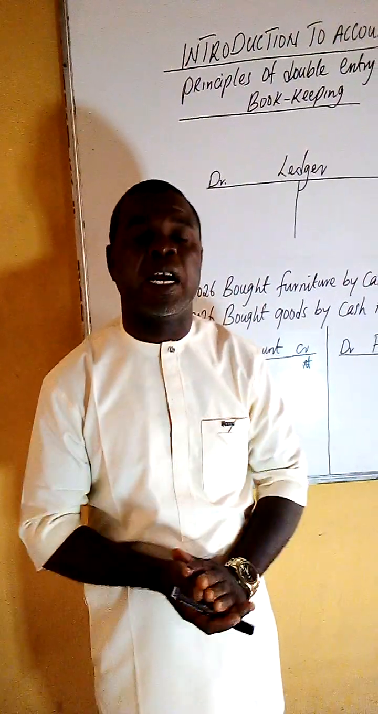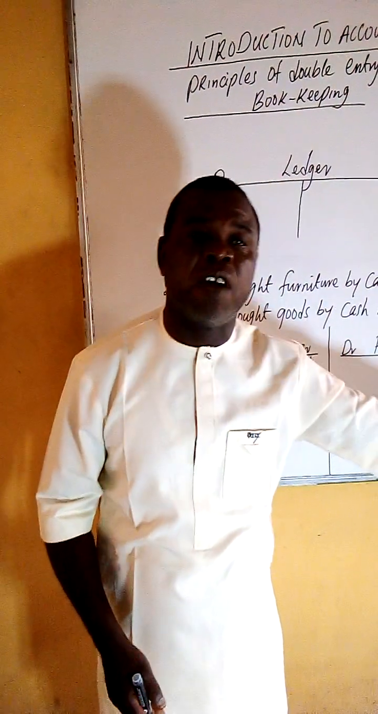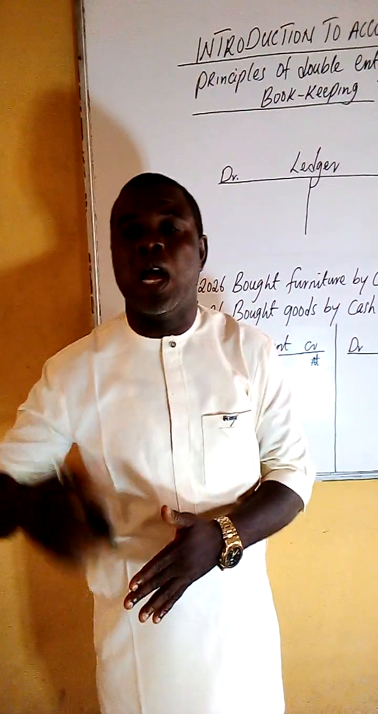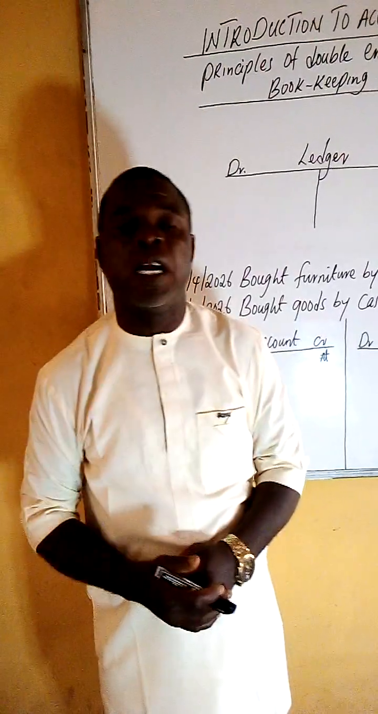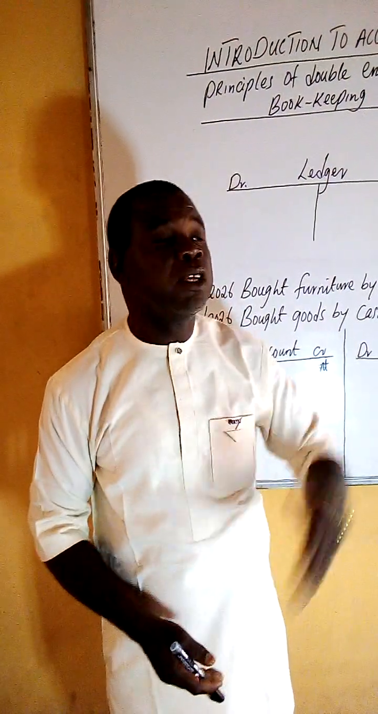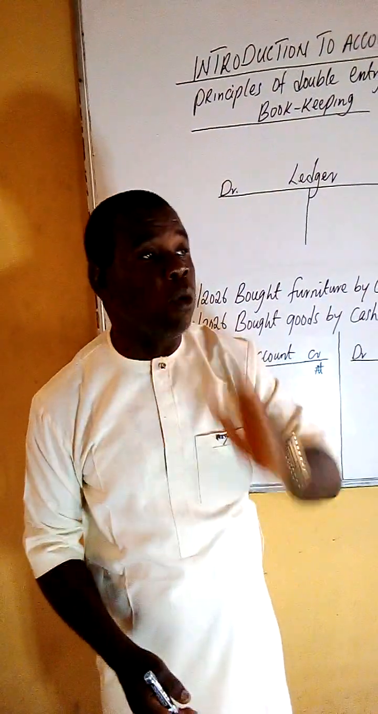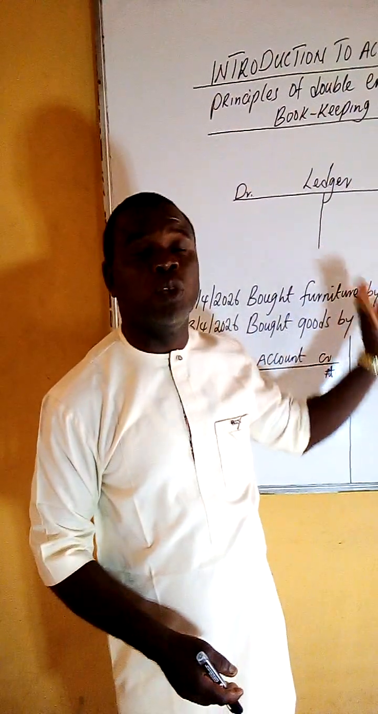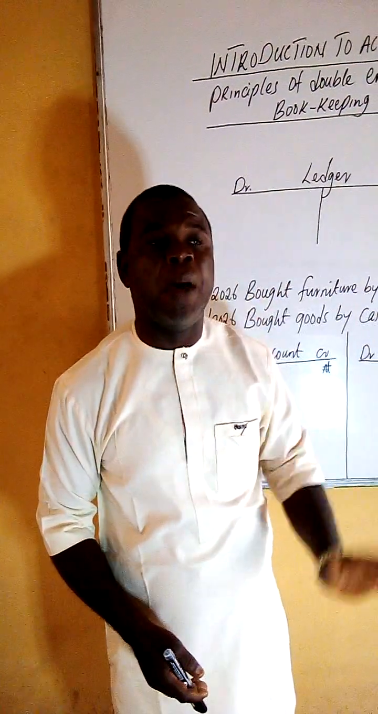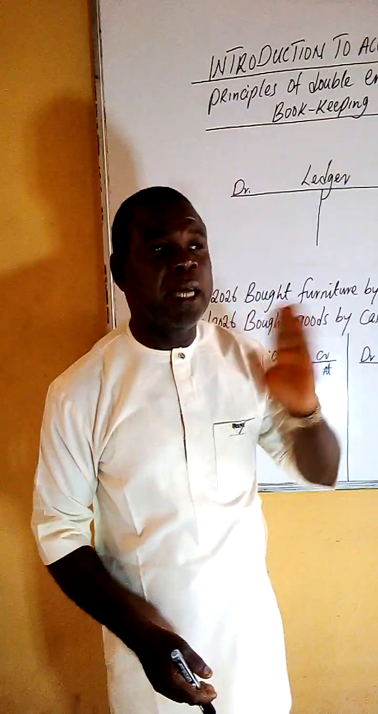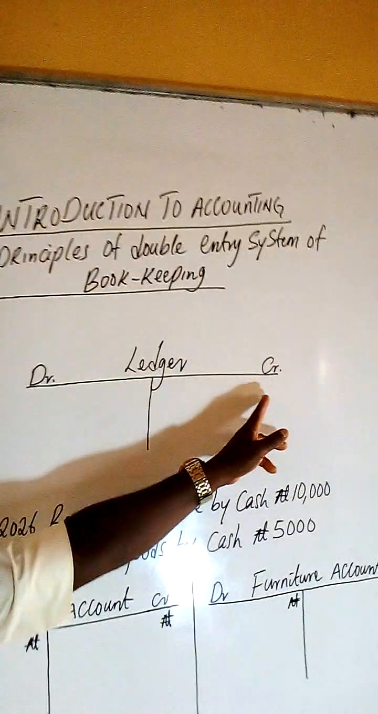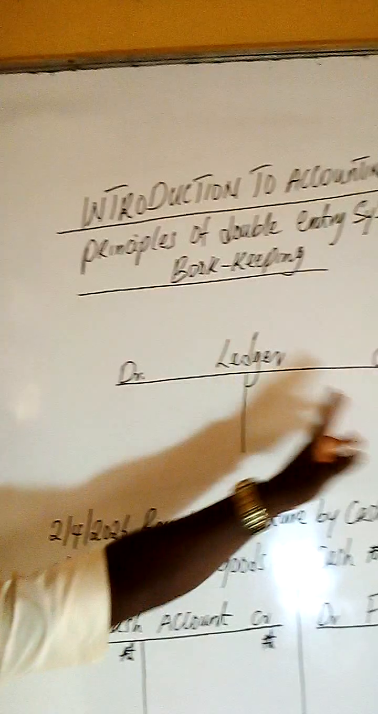You know, there are two books of account. We have the subsidiary books of account, which are also referred to as the prime books of account. And then you also have the principal books of account, which we refer to as the ledger. So today, I want us to understand how we are going to post into the ledger account, which is the principal book of account. And the ledger has two sides, which is the debit side and the credit side.